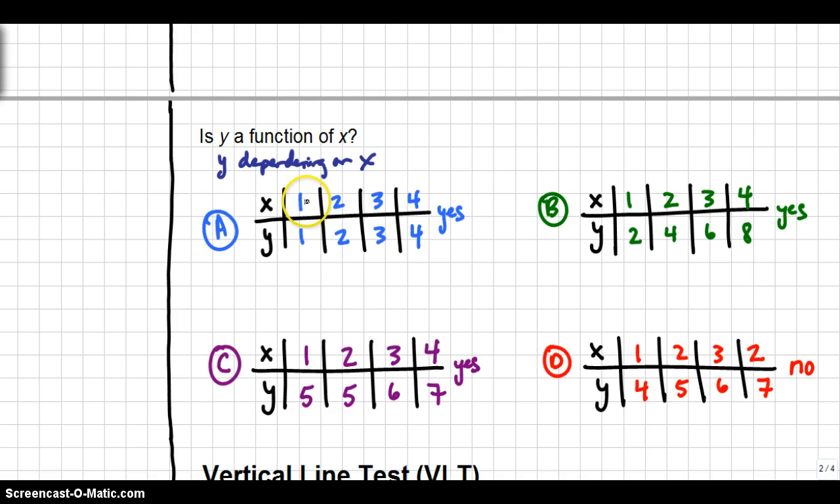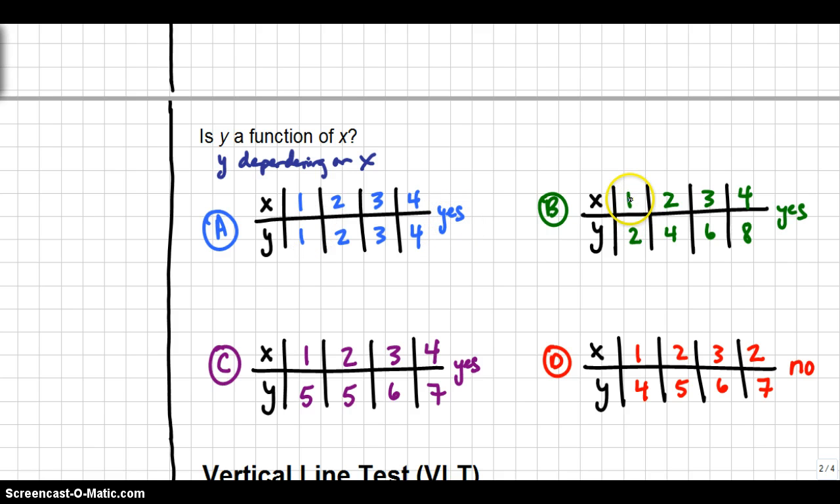If you think about each of these tables as a machine, you plug 1 in, you get a 1. Plug 2 in, you get a 2. Plug 3 in, you get a 3. Plug 4 in, you get a 4. So what's happening in the machine is not very much. You're plugging in the number and it's spitting it back out. So that is a function.